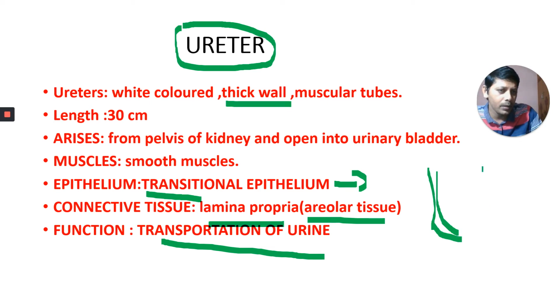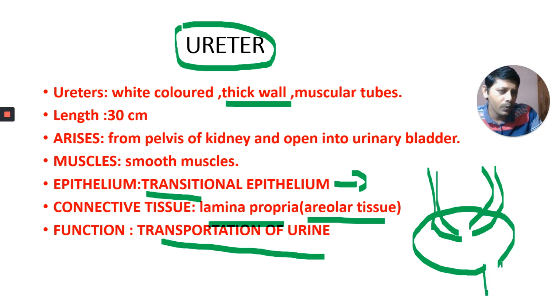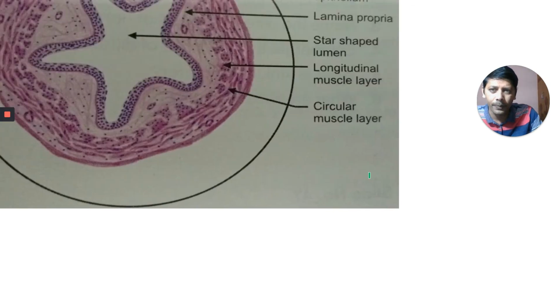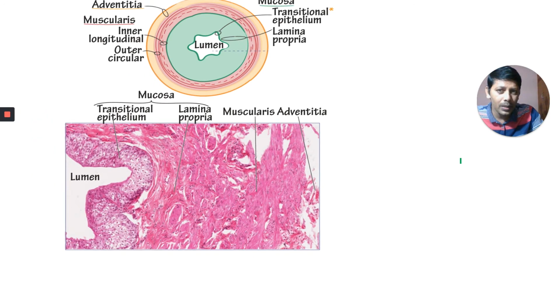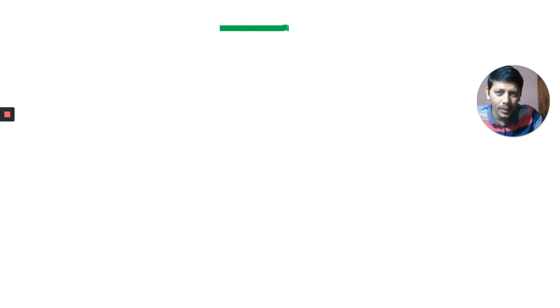Okay, this is one ureter, and this is another ureter, and these two ureters open into the urinary bladder. They transport urine. I will show you the transverse section, the TS of the ureter, which is not given in your textbook. This is the TS of ureter. This is also a cross section of the ureter. You can see that. I will show you again here.